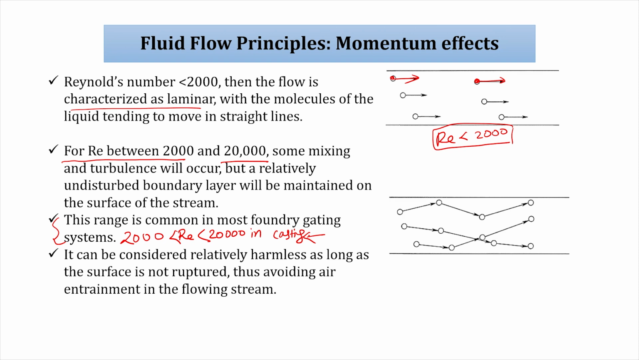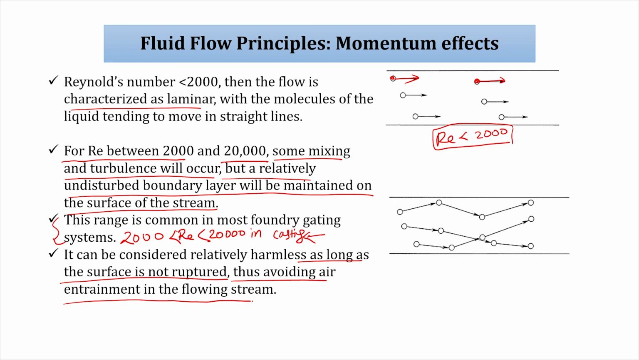In this range, some mixing and turbulence will occur, but a relatively undisturbed boundary layer will be maintained on the surface of the stream. So, there is some zigzag in the flow, but not as much as in turbulent nature. It can be considered relatively harmless as long as the surface is not ruptured, thus avoiding air entrapment in the flowing stream.